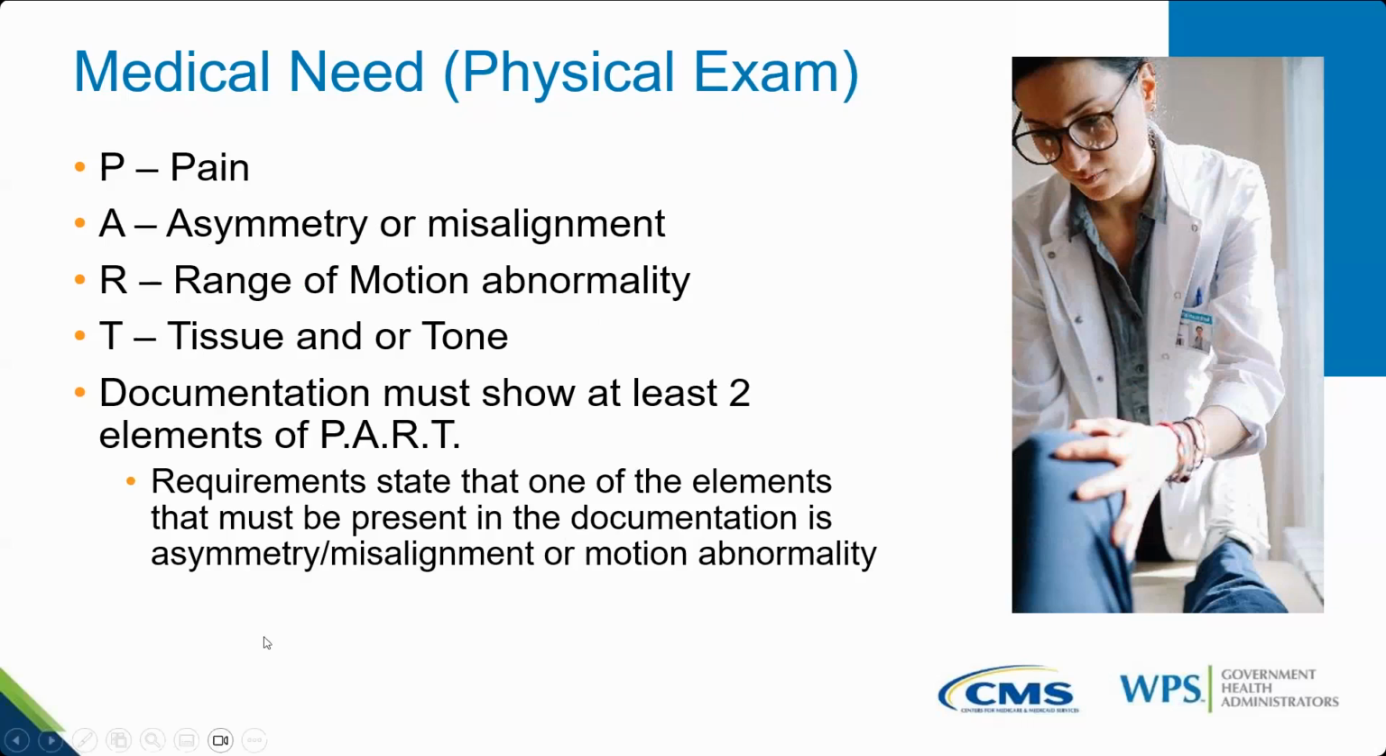T stands for tissue and or tone changes in the characteristics of contiguous or associated soft tissues, including skin, fascia, muscle, and ligament. And this can be performed through observation, palpation, use of instrumentation, and or test for length and strength. When using physical exams to support medical need, the documentation must show at least 2 elements of PART. Requirements state that one of the elements that must be present in the documentation is A, asymmetry or misalignment, or R, range of motion abnormality.